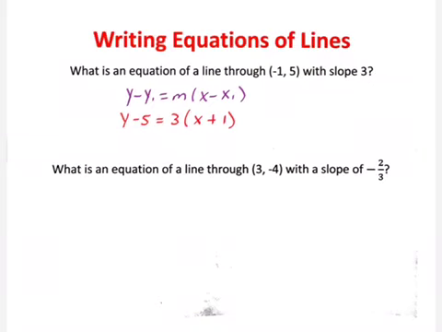If I want to turn it into slope-intercept form, I'll distribute my 3 for my slope. So I've got 3x, and then I'll add over the 5. So my final answer should be y equals 3x plus 8.